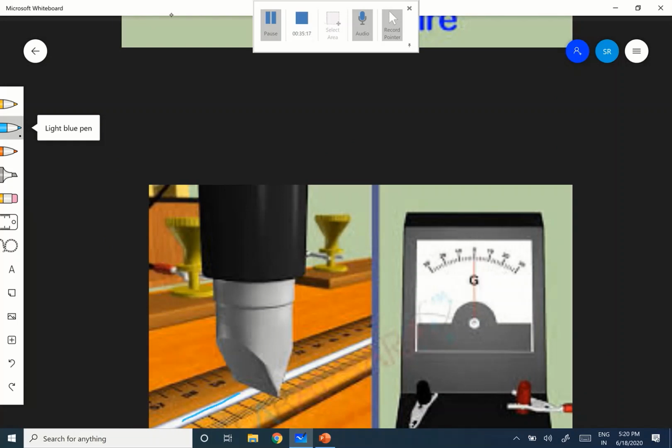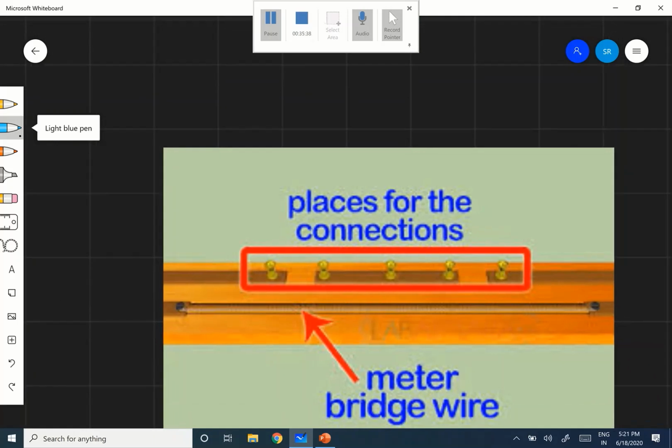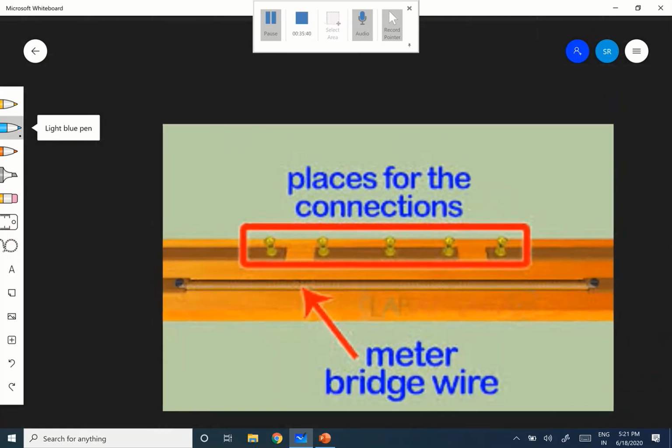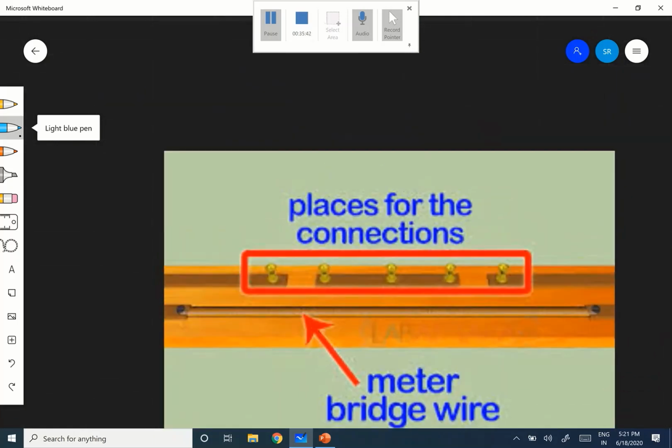This is the manganese wire, and this is the scale. If you want to make a connection and touch the wire, a 1 meter manganese wire, the jockey is used for that. And this, I think you know, is a galvanometer. Now coming back to the places for connection. I told you here.